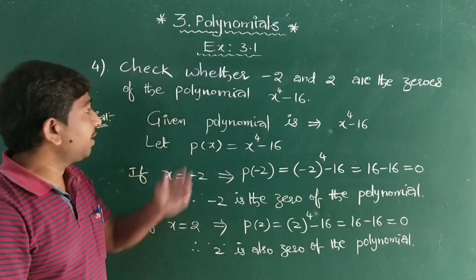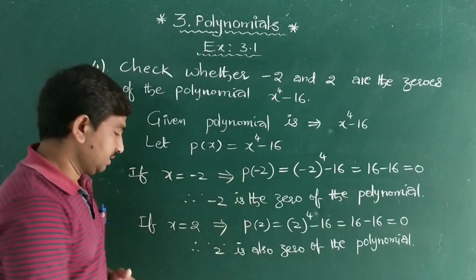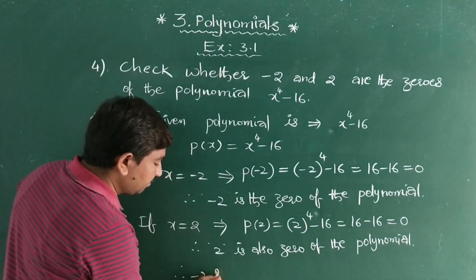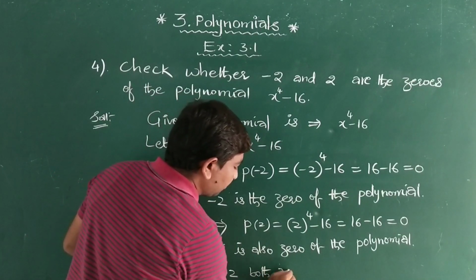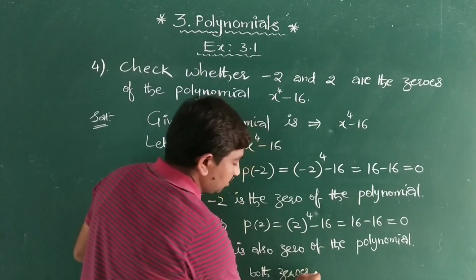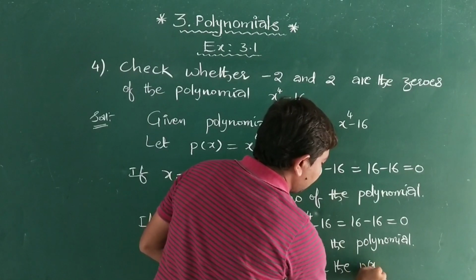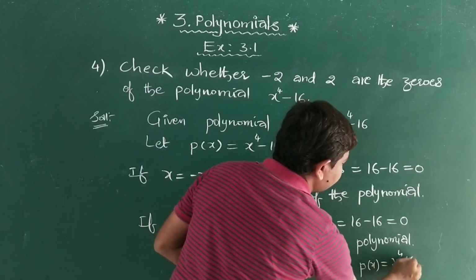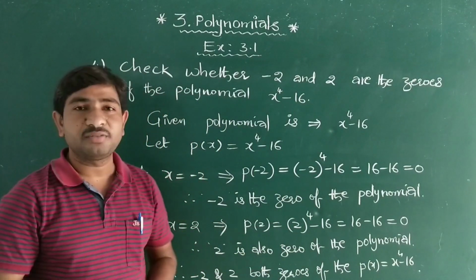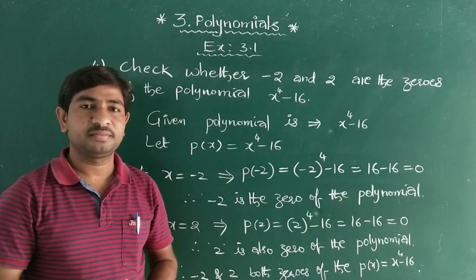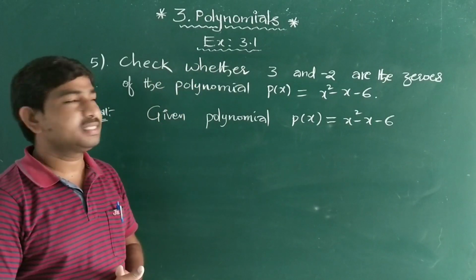So therefore, minus 2 and 2 both are the zeros of the given polynomial p of x equals x power 4 minus 16. So this is the solution for the fourth problem. Okay, let us see the fifth problem, the last problem of this exercise.